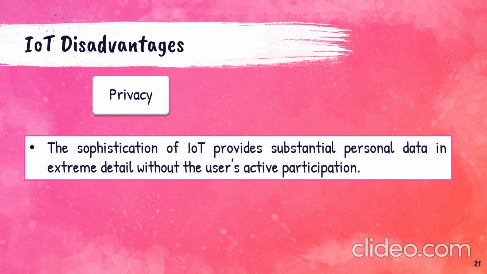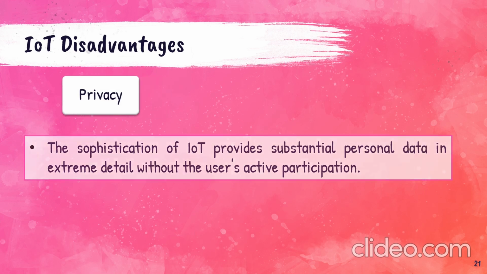Privacy. The sophistication of IoT provides substantial personal data in extreme detail without the user's active participation. So privacy is a major concern in IoT.